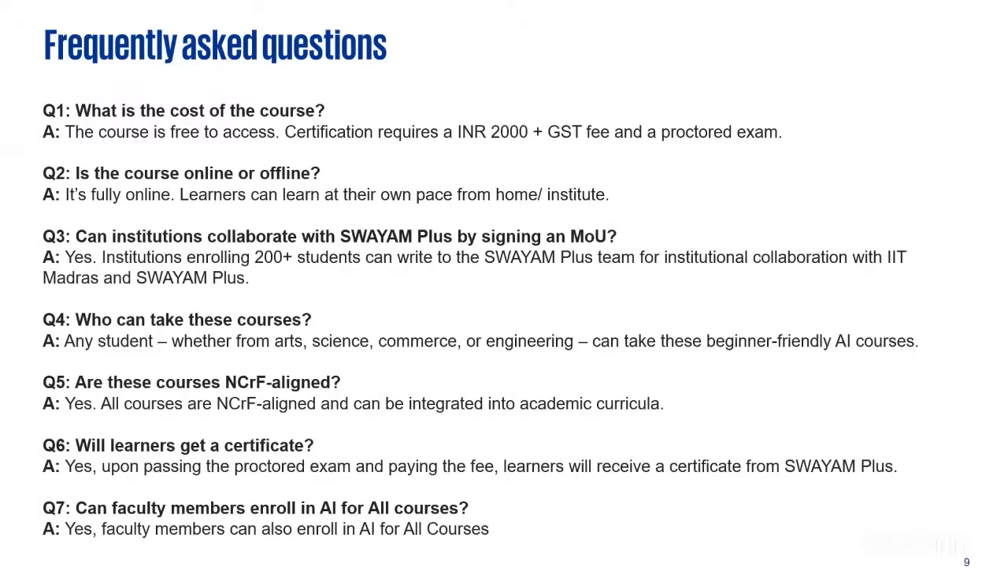Next question, who can take these courses? Like I mentioned, any student, whether from arts, science, commerce, engineering, management, any student can take these courses, and these are all beginner-friendly courses. Are these courses NCRF aligned? Yes, all the courses are NCRF aligned and can be integrated into academic curricula. If you are taking this course, then you may have to approach your respective higher education institute with the certificate, and ultimately the decision will be your college's decision. They can choose to give credits or not. But all these 6 courses are NCRF aligned.